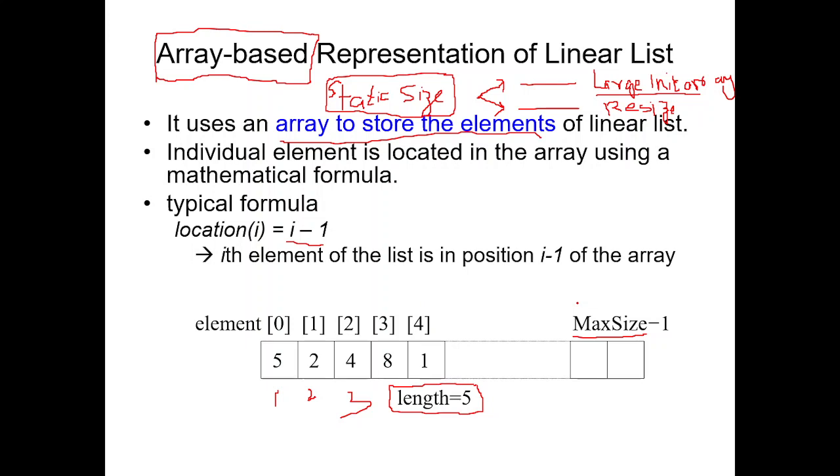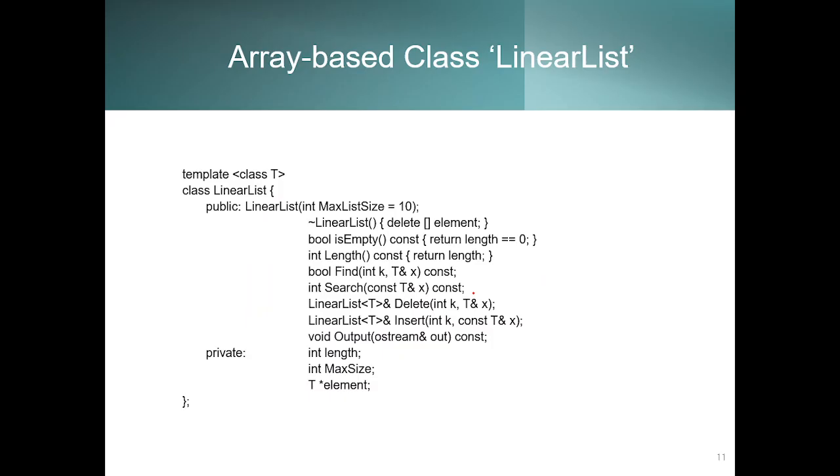The code that I'll show you in the coming slides is based upon this particular formula: the ith element of the list is at position i minus 1 in the array. Okay, so let's look at that code. First of all, this is the class interface.